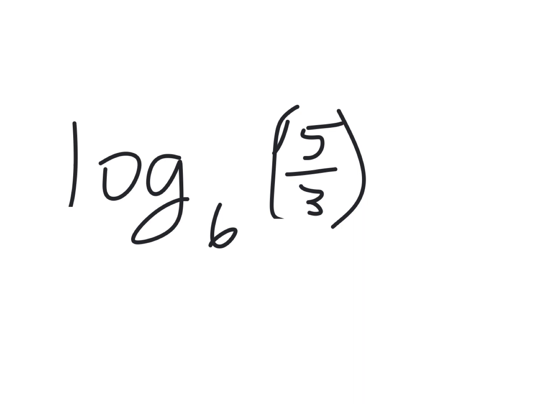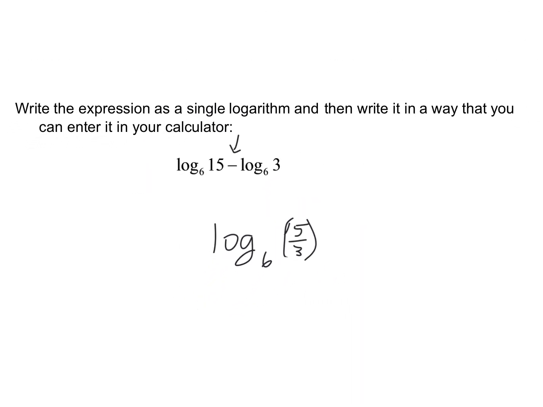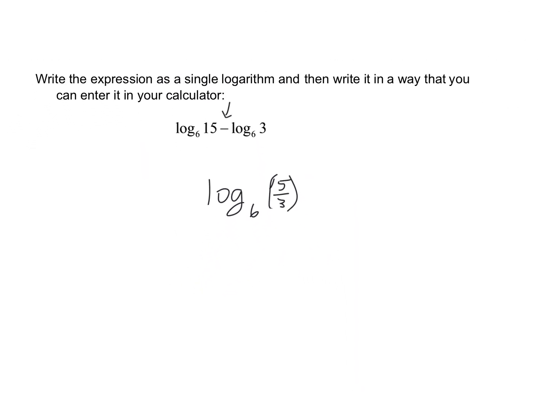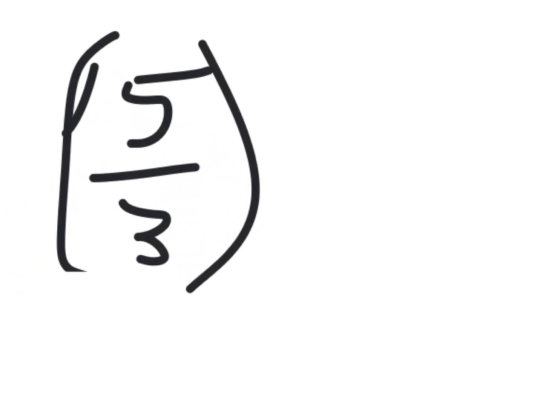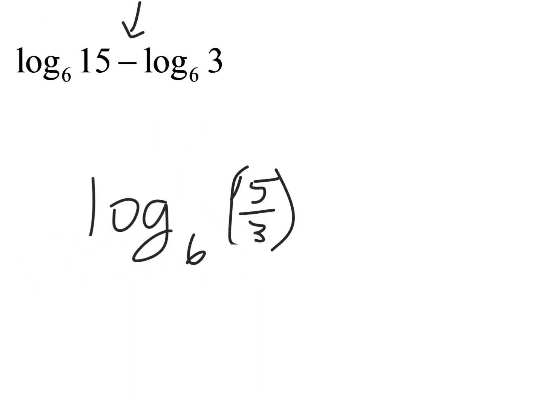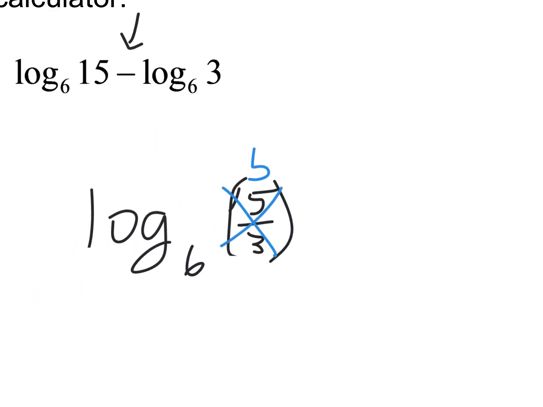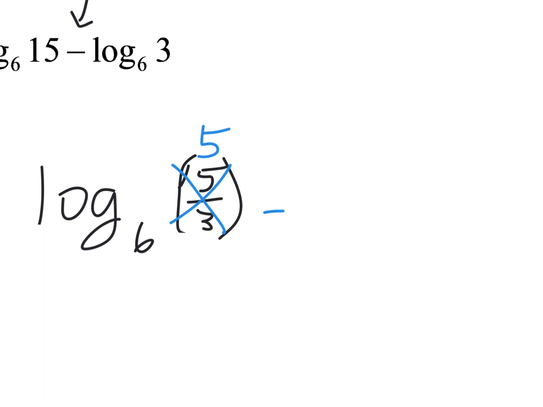What's wrong with that? Because let's look at the directions. They don't even have the directions. This is the part that is not said, but I'm going to say, the directions are always condense and simplify. Is 15 divided by 3 really simplified all the way? What is 15 divided by 3? It's 5. That should be a 5. And then it's log base 6 of 5.